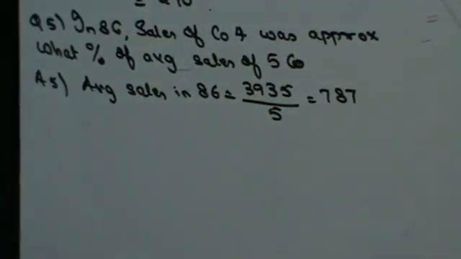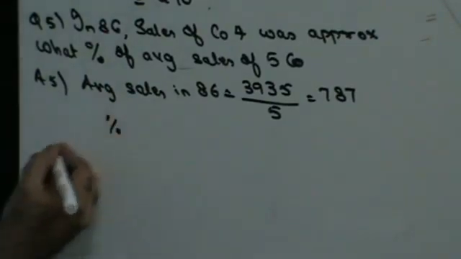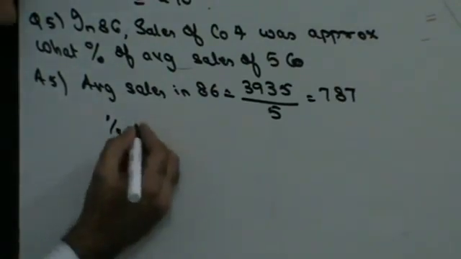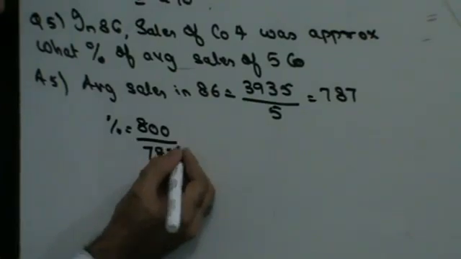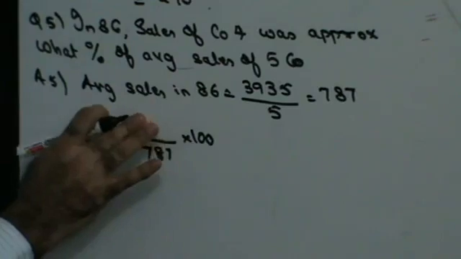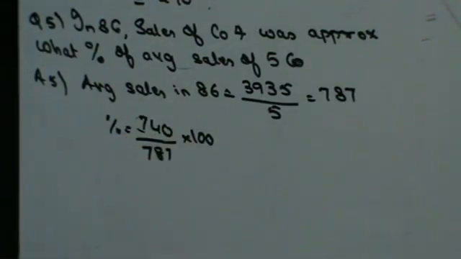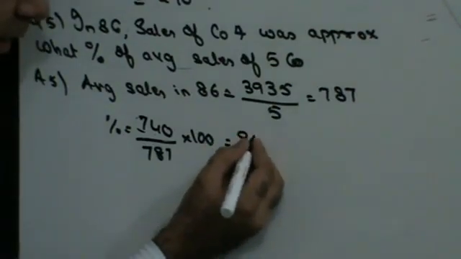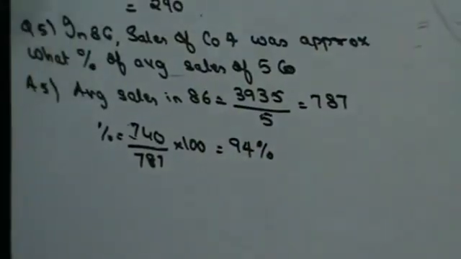3935 divided by 5. Now they are saying sales of company 4. Sales of company 4 in 86 is 740, and average sales is 787, into 100. So 740 upon 787 into 100 works out to 94%. Right? That is your question number 5.